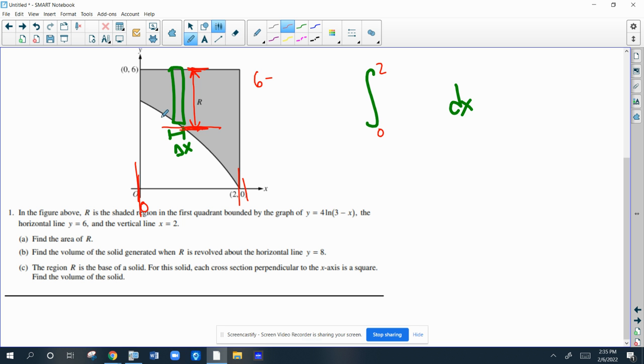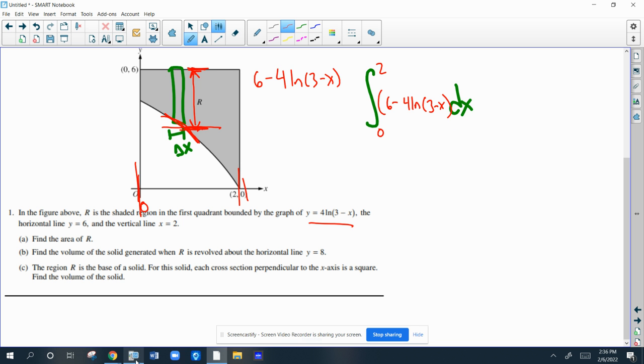The bottom y value is based off this graph, and this graph happens to be y equals 4 times the natural log of 3 minus x. So this is 6 minus this y, and that is it. So that's the height of this rectangle. We're going to calculate the area by just multiplying it by the dx. And then we're going to add together all those little areas by integrating.